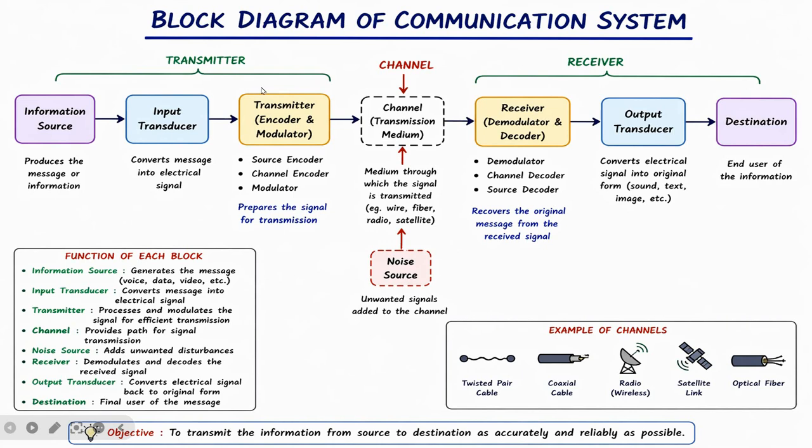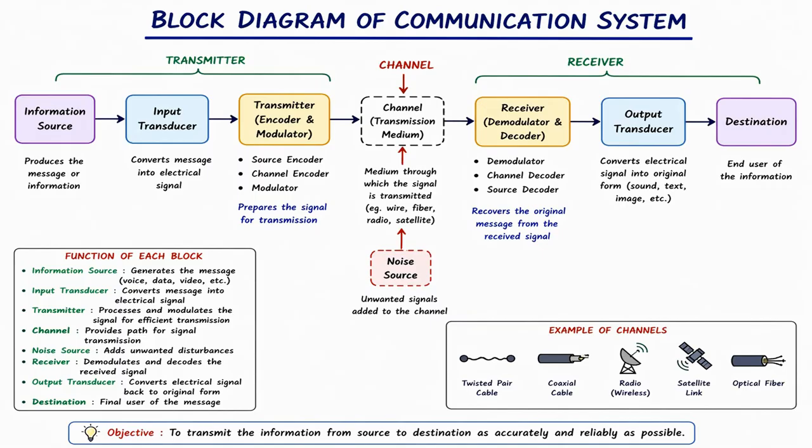Now these three blocks together act as the transmitter. That is the information source, input transducer, and the transmitter, which consists of the encoder and the modulator. These three blocks together form the transmitter. Next comes the channel, which will act as a transmission medium. So this is the path through which the signal travels from the transmitter to the receiver.